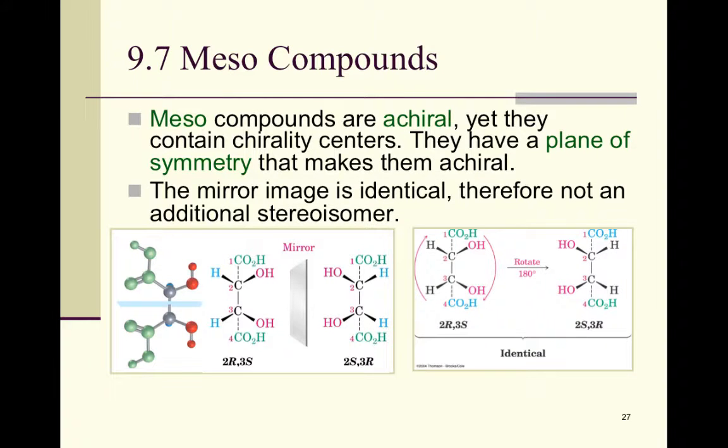Meso compounds. Meso compounds are achiral, yet they have chiral centers. But what keeps them from being optically active is they have a plane of symmetry. And here we have a great example here. Right in the middle of this molecule, we have a plane of symmetry where the top and the bottom are mirror images. So these are achiral.